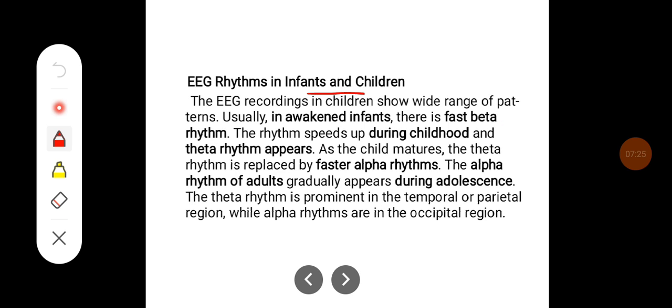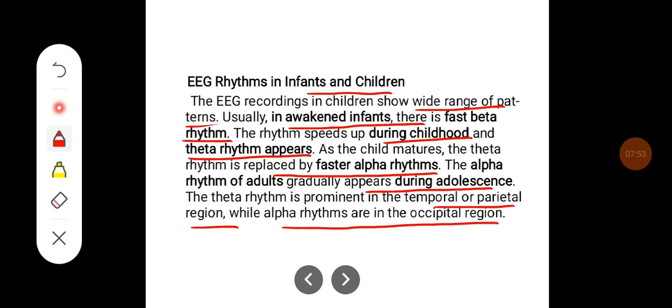EEG rhythms in infants and children. The EEG recording in children shows a wide range of patterns. Usually in awake infants there is fast beta rhythm. The rhythm slows down during childhood and theta rhythm appears. As the child matures, the theta rhythm is replaced by faster alpha rhythms. The alpha rhythm of adults gradually appears during adolescence. The theta rhythm is prominent in the temporal or parietal region, while the alpha rhythm is prominent in the occipital region.